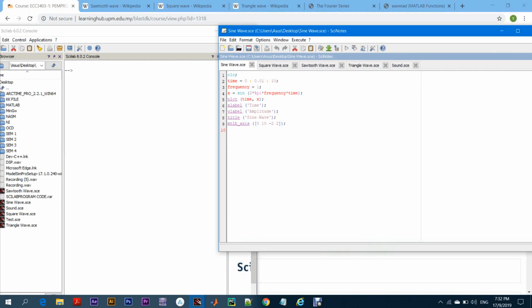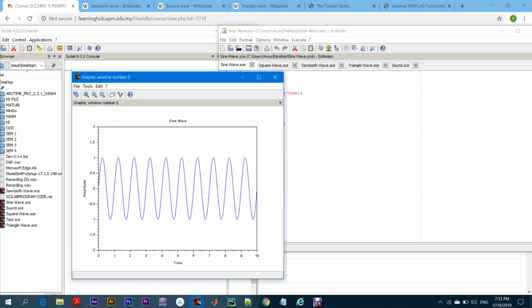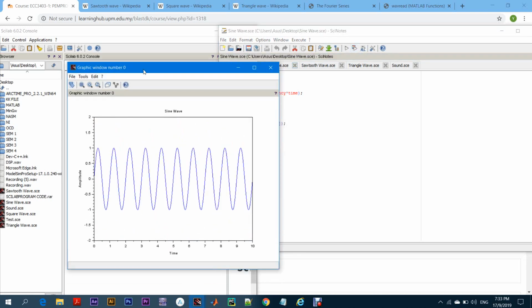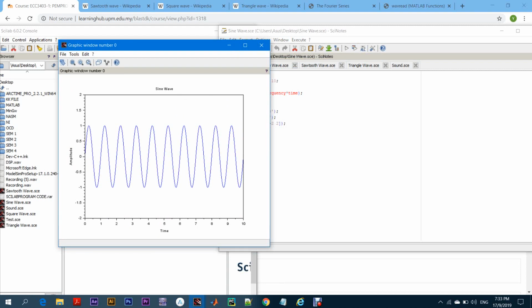I've already written the code here. I've assigned the time in the interval of 0 to 10 seconds, and each step sample is 0.01 seconds. The frequency is 1 Hz, and then x indicates the sine wave, which is equal to sin(2πft). f is the frequency, t is the time, and when we execute, we will get the sine graph with 1 Hz, and also the amplitude of 1.